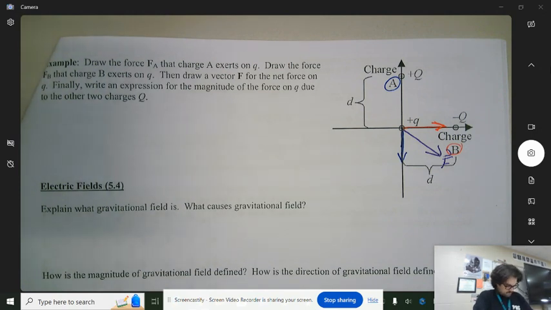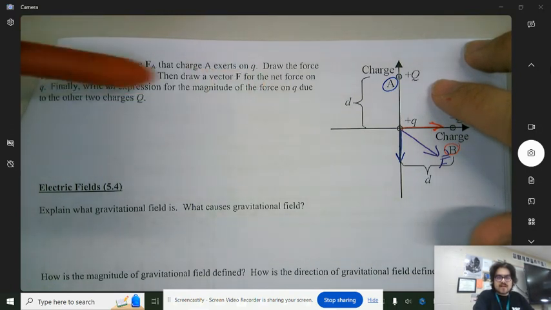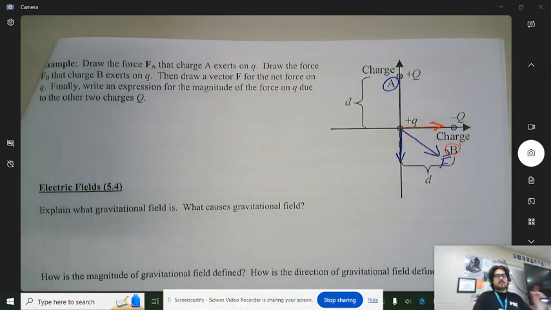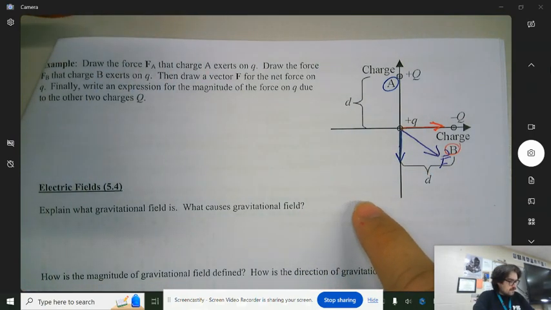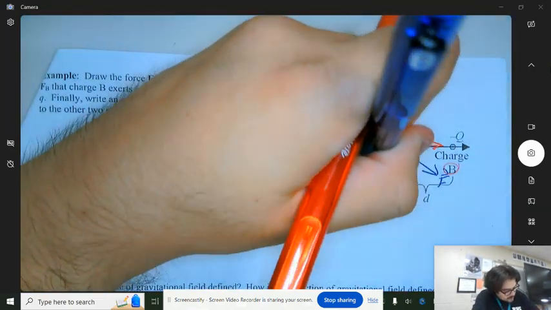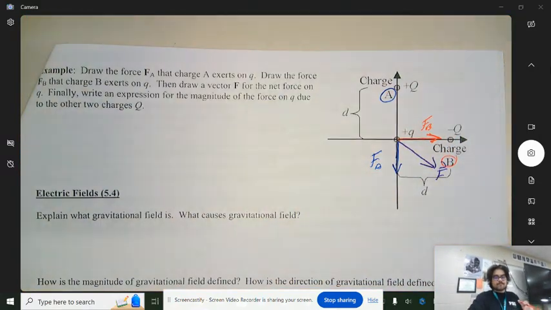Sorry, wait, let me back up for a second. Did I miss something here? So it should be draw a vector F for the net force. Finally, write an expression for the magnitude of the force on Q due to the other two charges. Well, you should notice that this is F sub A, I forgot to label these. F sub A and F sub B.